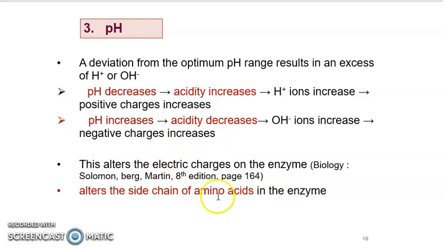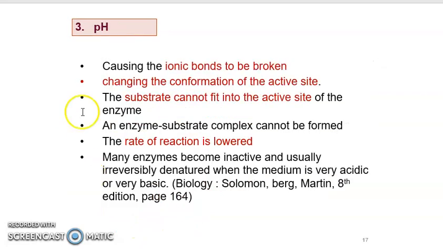So this alters the electric charge on the enzyme and also it will alter the side chain of amino acid in the enzyme. Okay, it will cause the ionic bond to be broken, and then it will change the conformation of the active site. So the substrate cannot fit into the active site of the enzyme and enzyme substrate complex cannot be formed. So tak boleh terbentuk lah enzyme substrate complex. So what happened to the rate of the reaction? It will become lowered. And many enzymes become inactive and usually irreversibly denatured when the medium is very acidic or very basic.